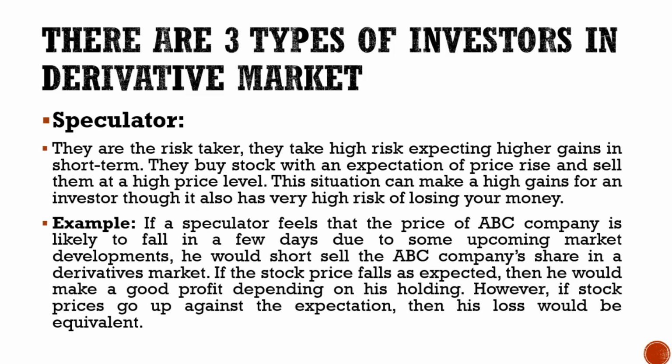So these were the three different types of investors in the derivative market. The first is the arbitrageurs, second are the hedgers, and third are the speculators.